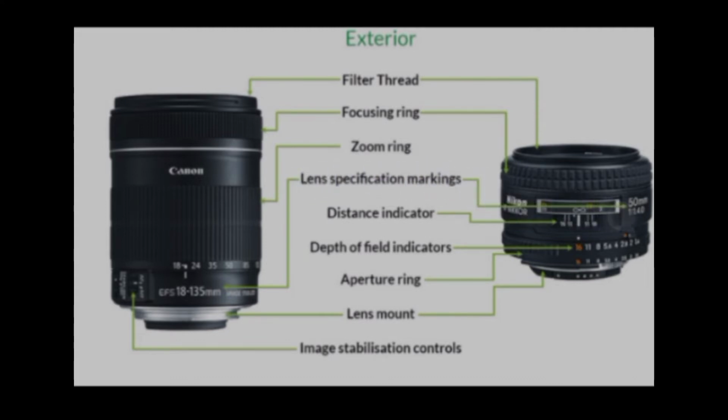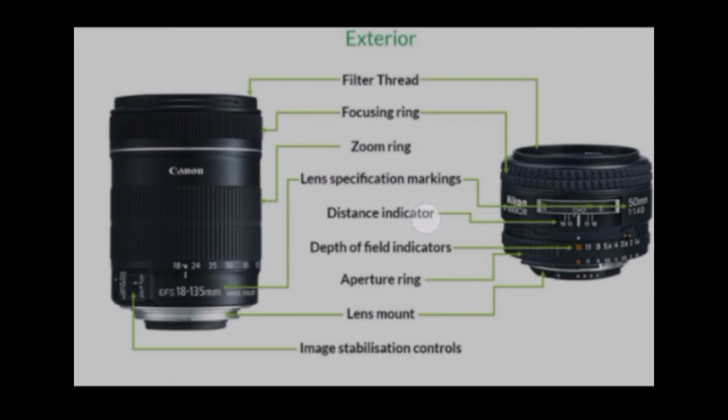Next, lens specification markings. The numbers you will find on a lens are all very important. The first number you'll come across is usually the lens focal length. This number is represented in millimeters. Two numbers will be separated by a dash in a focal length range, and a zoom with a focal length of 24 to 70 millimeters is a nice example. The second number you'll find on a lens is usually the lens maximum aperture. If you have one number, it means your zoom lens has a fixed maximum.